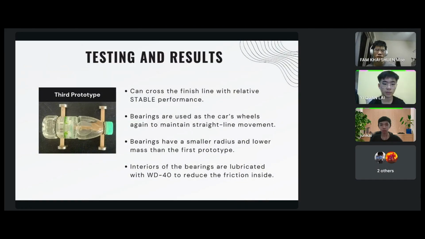So the third prototype can cross the finish line with relatively stable performance. The bearings are used again as the wheels, but this time they are smaller, lighter, and lubricated.